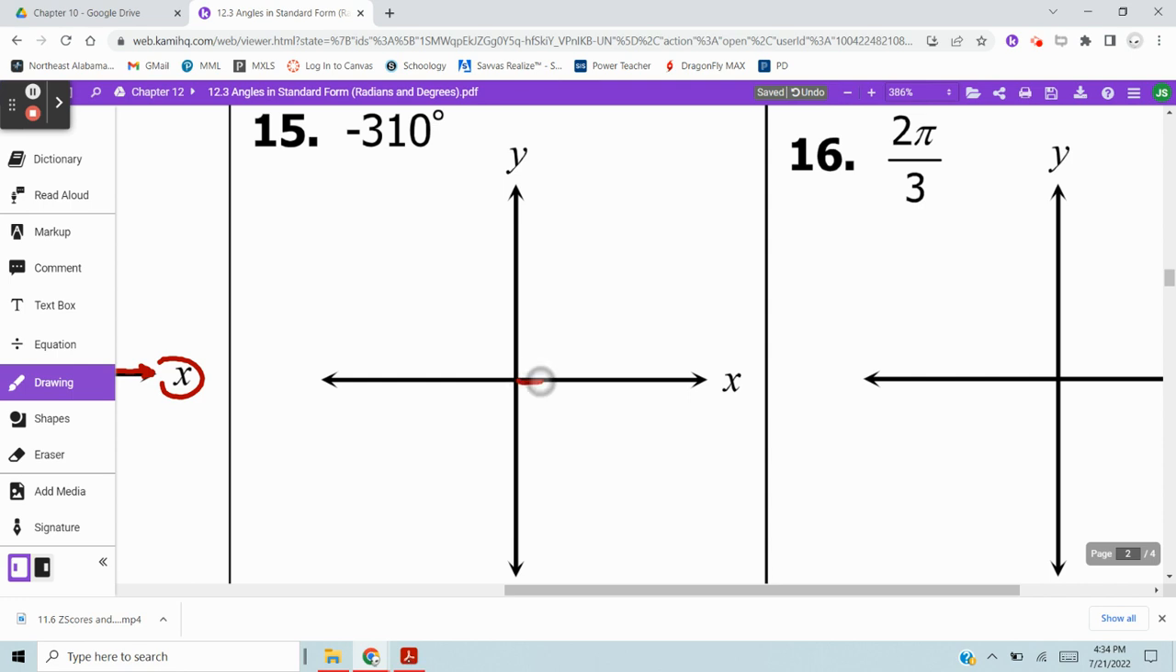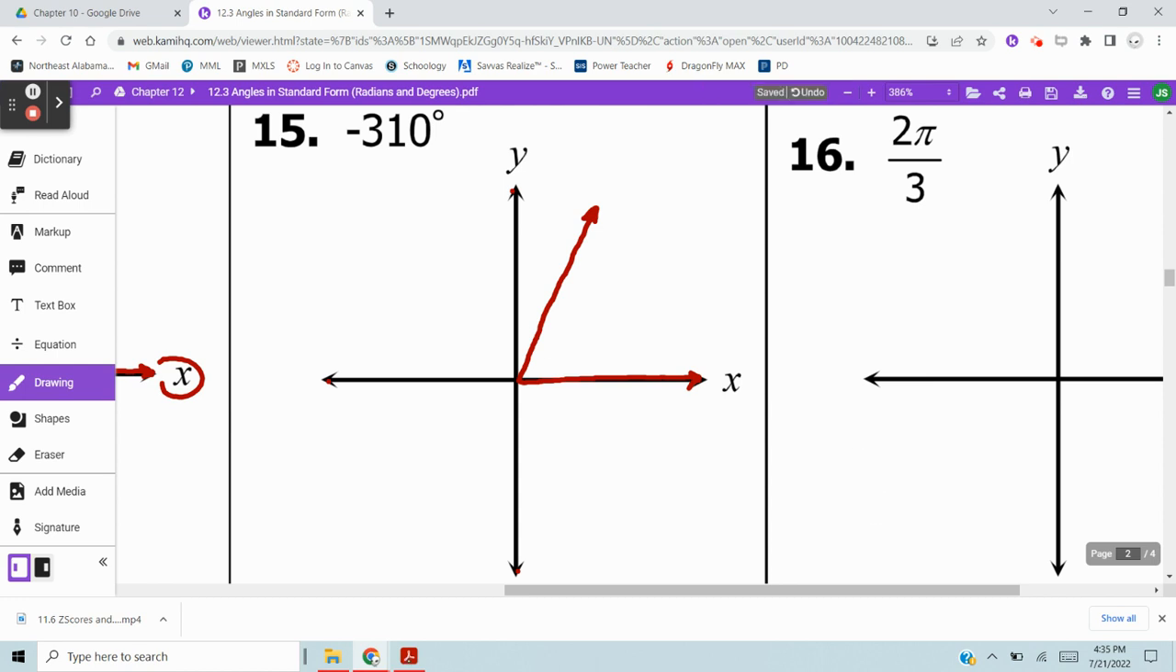Negative 310, let's graph it. We're going to start with our initial side at 0. And since we're negative, we're going in this direction. So we're going negative 90, 180, 270. This would be 360. So we're not going all the way back around to 360. We're only going a little bit past 270. So somewhere right around in there.